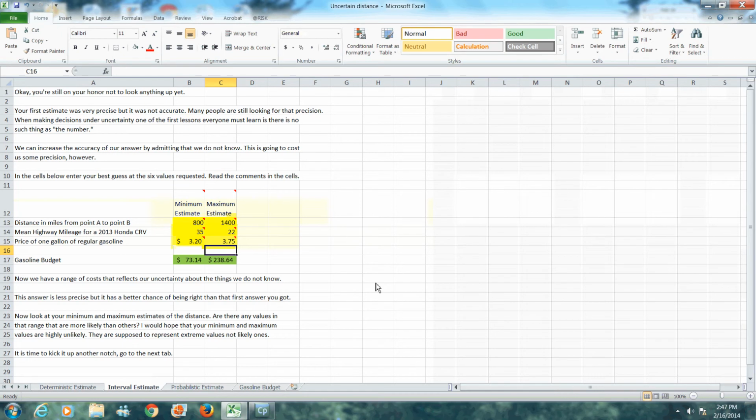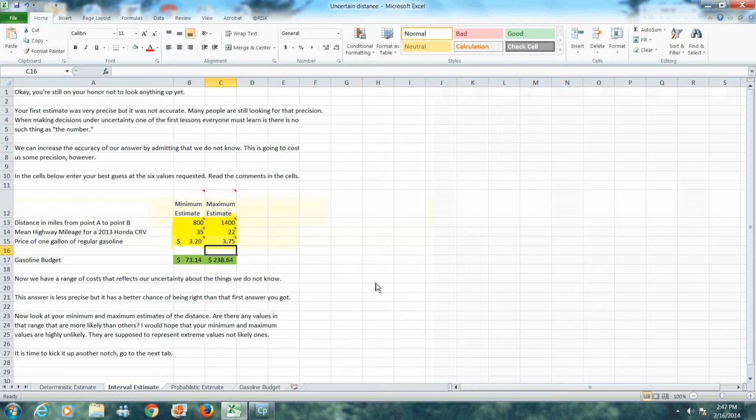Notice that now I have the gas budget estimated as a range. I am acknowledging there's uncertainty. I'm going to say I need between $73 and $238 to pay for the gas for this trip from Baltimore to Hattiesburg. So this is one of the most fundamental ways of addressing uncertainty, is to basically say I don't know, to bound the value.